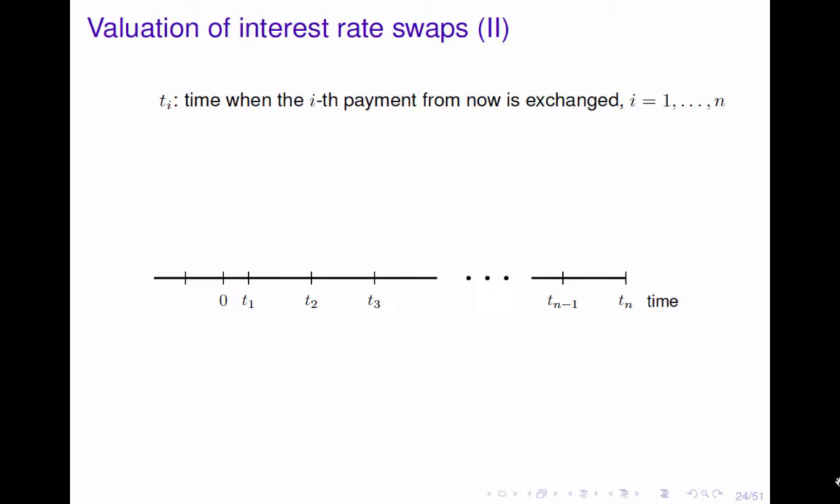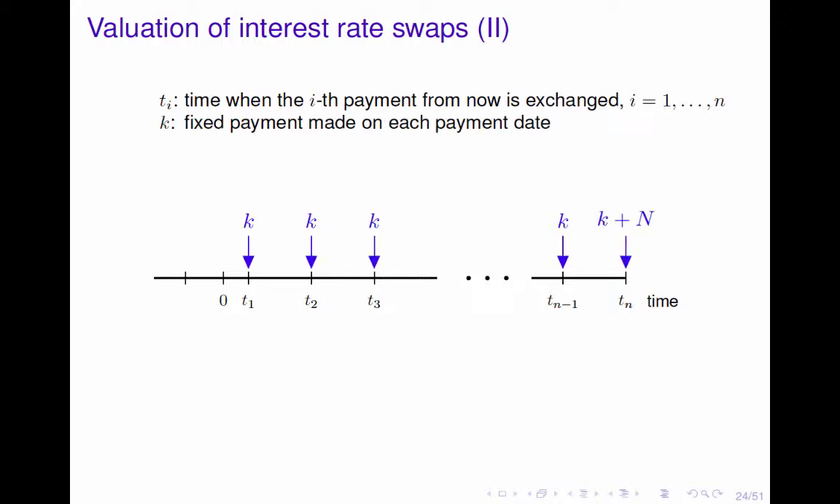Last lesson, we introduced the interest rate swap and its valuation at the time point when the payment is just swapped. In this lesson, we're going to deal with the case for any given time point. Let Ti be the time when the i-th payment from now is exchanged.